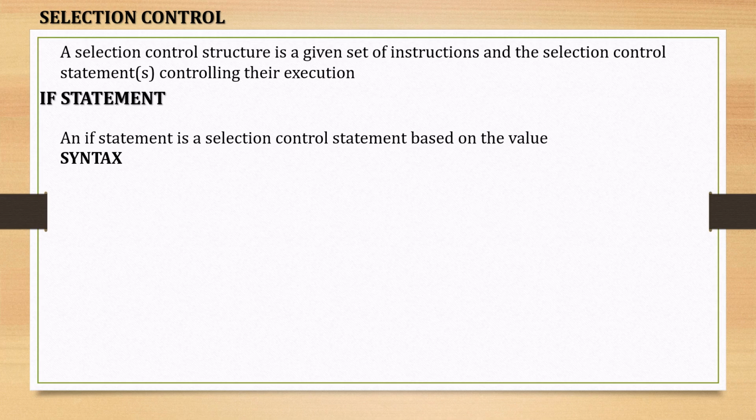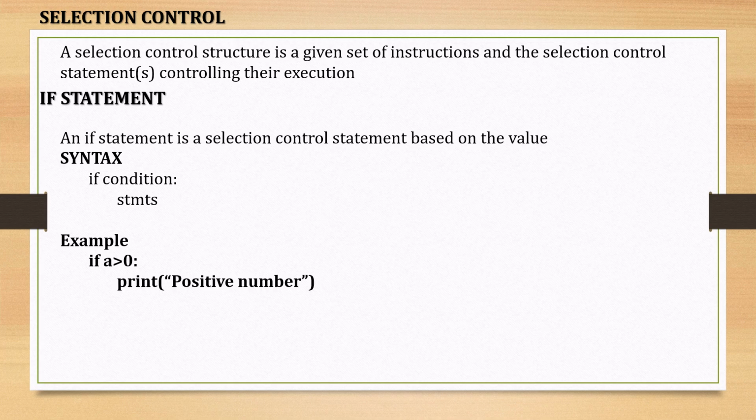So here we are going to see the syntax for that if statement. The syntax starts with the keyword if and the condition, and next to that condition comes a colon, and down to that is a statement that is included in the condition. Here we are going to see an example for that particular if. We have a condition: if the particular value is greater than 0, then we print the statement that it is a positive number.